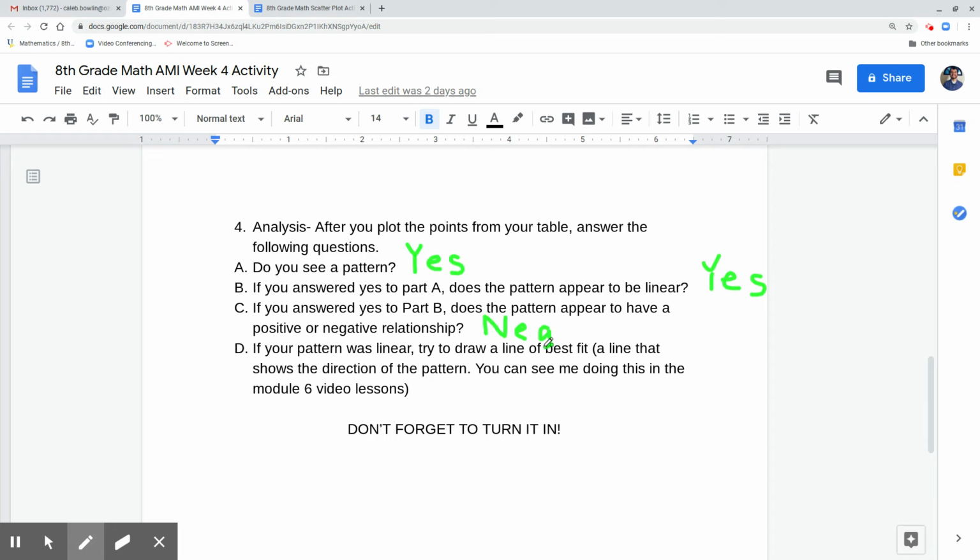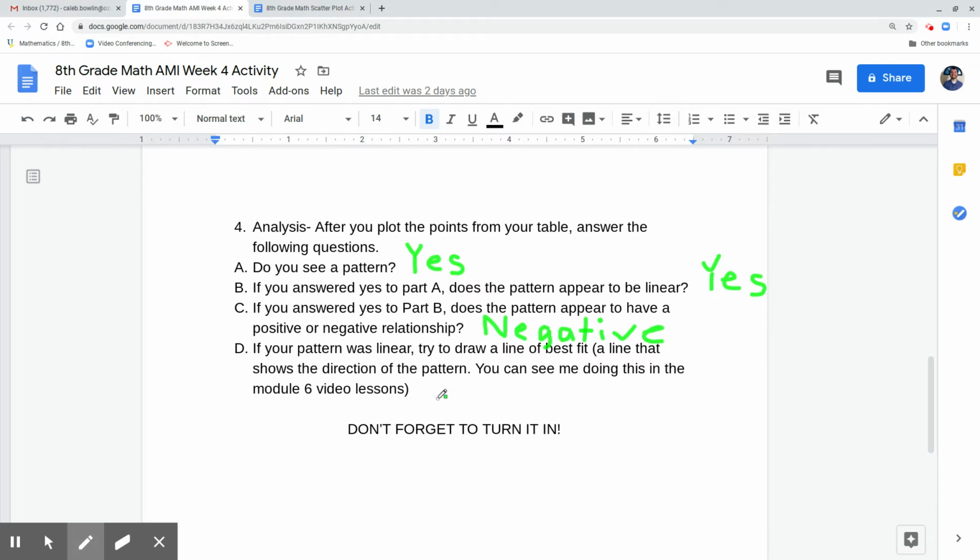Now, had it been like the beginning of his career that we were looking at, like his first 6 years, we might have seen an increase in the points per game. And in that case, it would have been positive. So keep that in mind. It's just like the slope of a line when you're deciding if it's trending positive or negative.